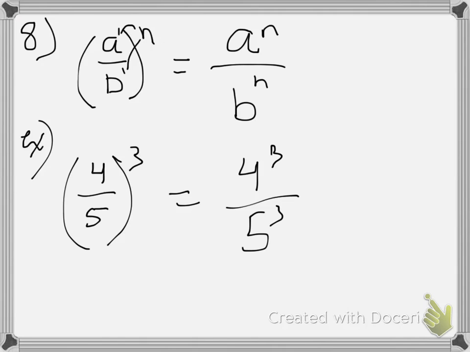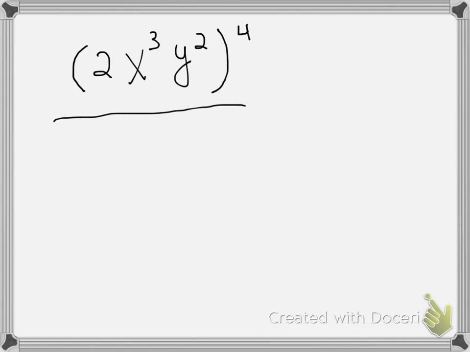Alright, now let's take a look at one nice little example. Let's take a look at something like 2x cubed y squared, all of that to the 4th power, and that's all going to be over, I don't know, how about 8x to the negative 2 y cubed.